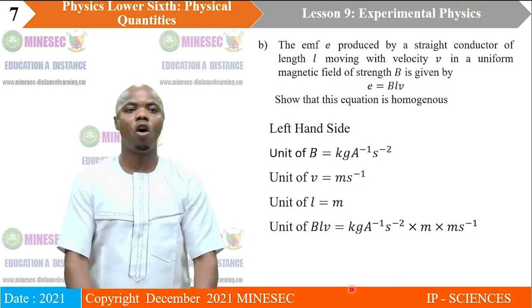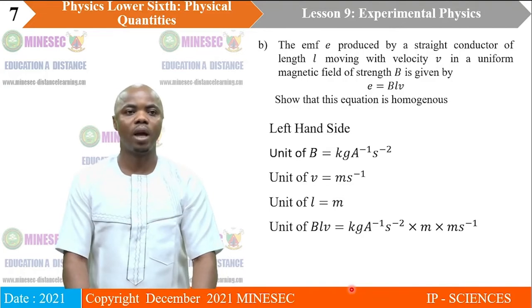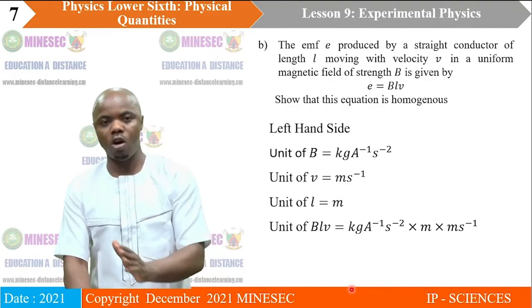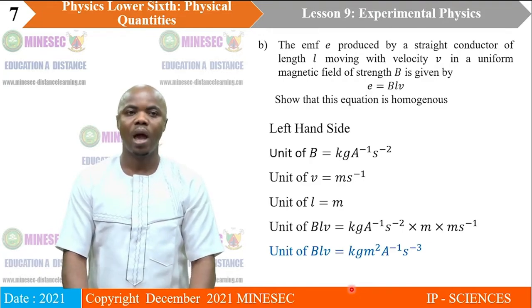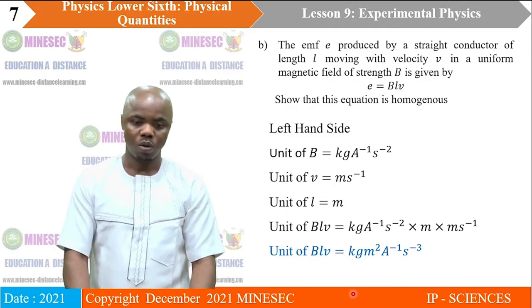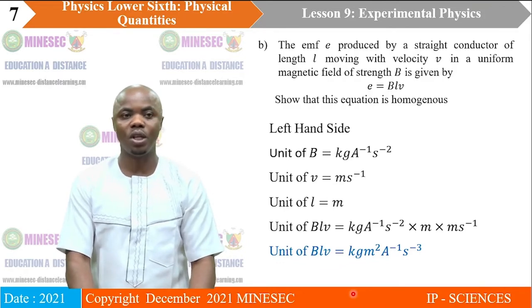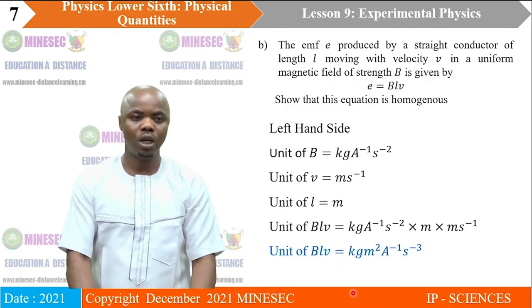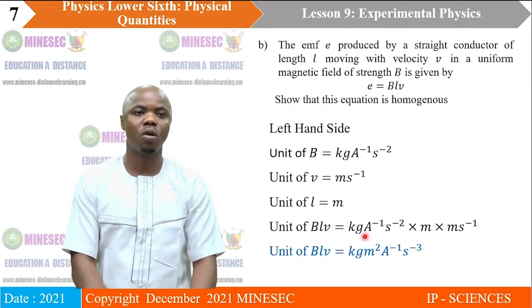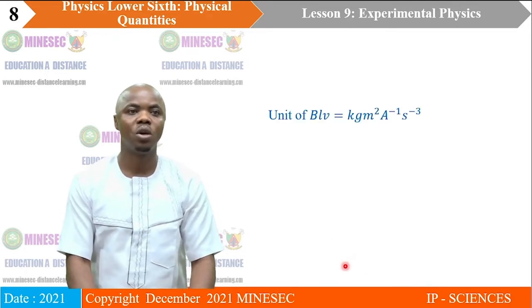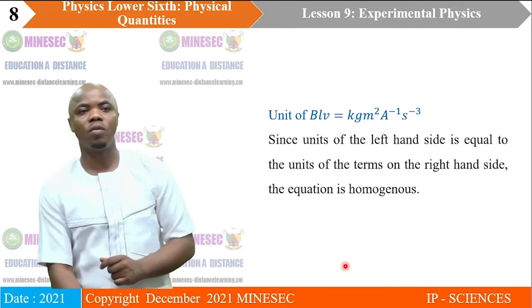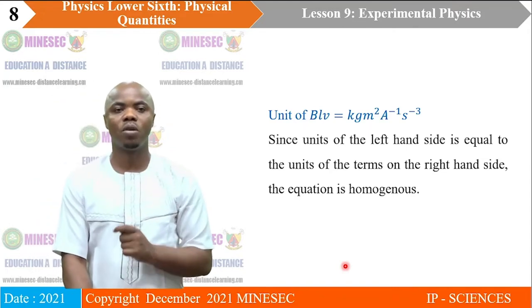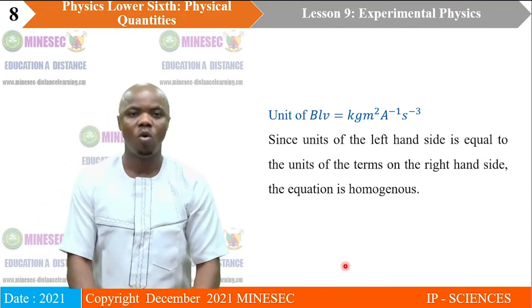Therefore, the unit of all the quantities on the left-hand side, if I multiply all of them, I should have kilogram meter square ampere to the minus 1 second to the minus 3. What do we see here? The left-hand side and the right-hand side do have the same unit. So what do we say? Since the unit on the left-hand side is equal to the unit on the right-hand side, we say the equation is homogeneous. So unit of BLV is equal to that. Since units of the left-hand side is equal to the unit of the terms on the right-hand side, the equation is homogeneous.